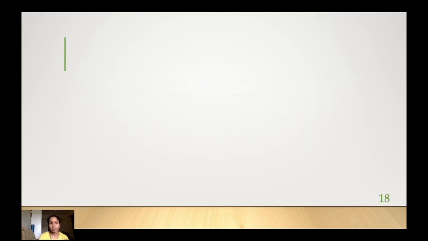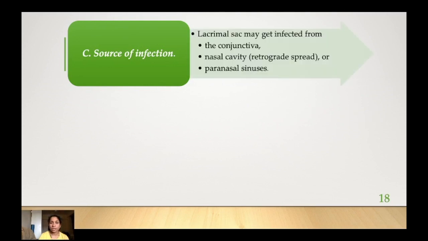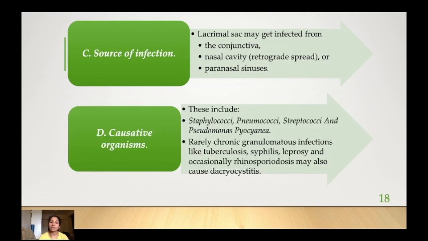Next comes the source of infection. The lacrimal sac may get infected from the surrounding structures: from the conjunctiva, nasal cavity, or paranasal sinuses. Causative organisms are Staphylococcus, Pneumococci, Streptococci, and Pseudomonas. All these can cause dacryocystitis. Rarely, chronic granulomatous infections like tuberculosis, syphilis, leprosy, and occasionally rhinosporidiosis may also cause dacryocystitis. These are the causative organisms and associated diseases which may lead to dacryocystitis.